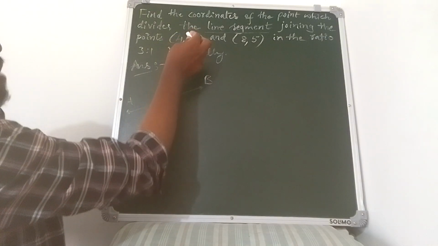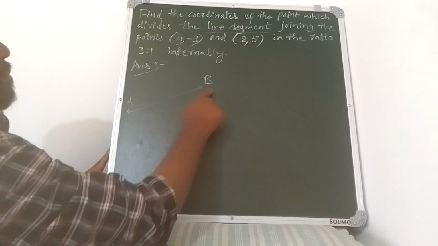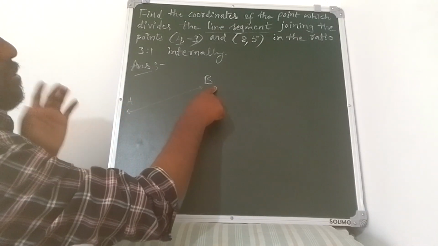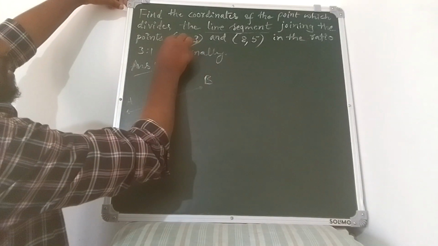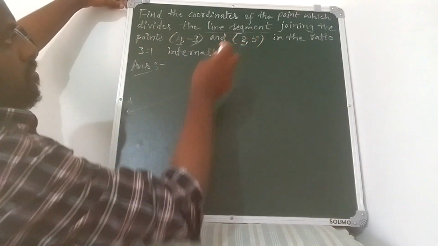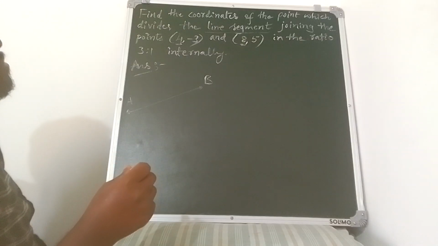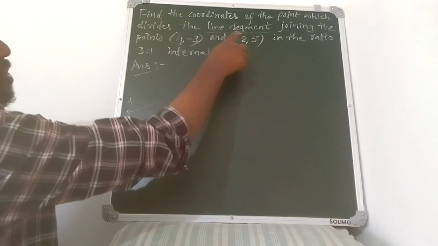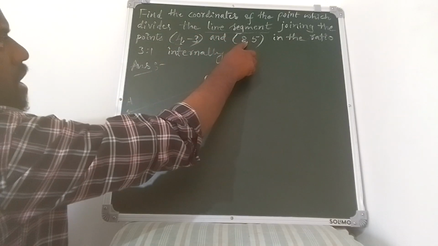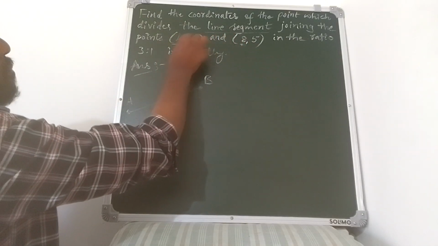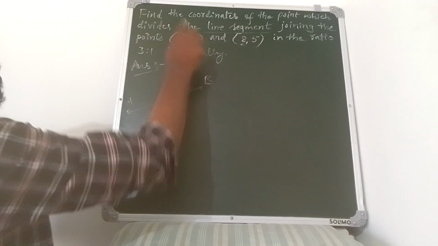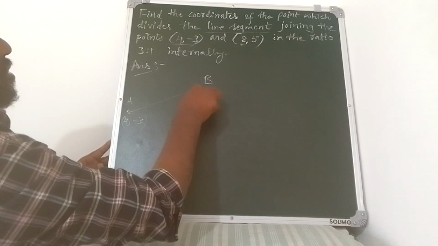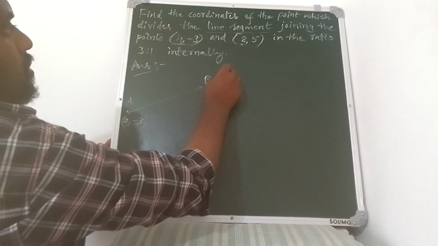They have given the points A and B, so we need to identify which point is A and which point is B. For that, consider these first numbers. 4 comes first, I mean 4 is smaller than 8. So point A is (4, -3). Next this point, (8, 5), is B.